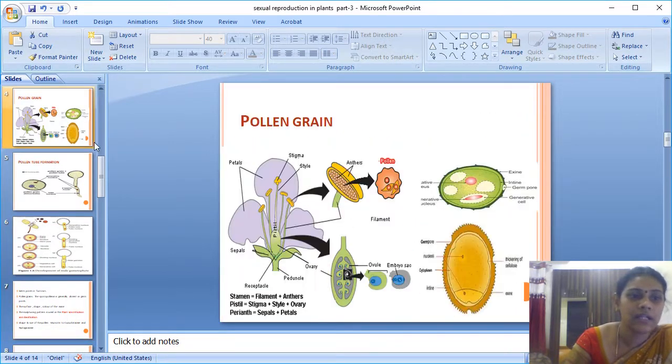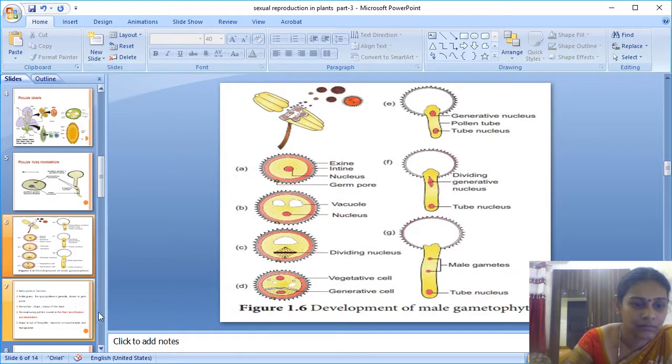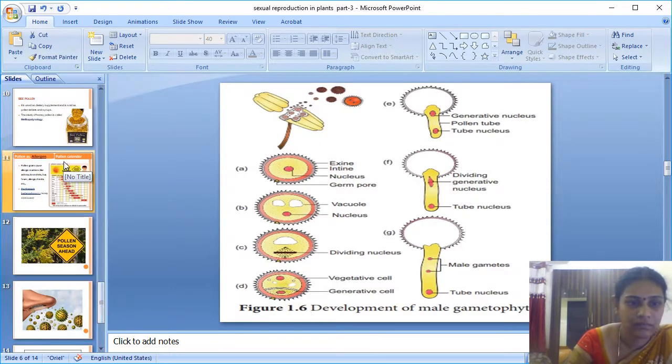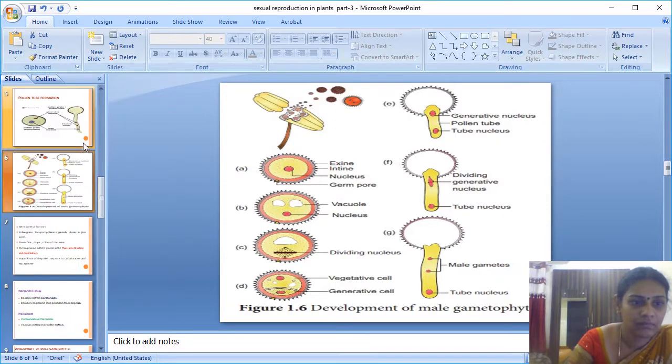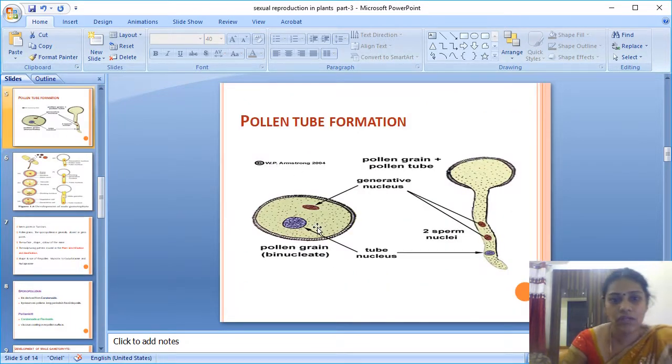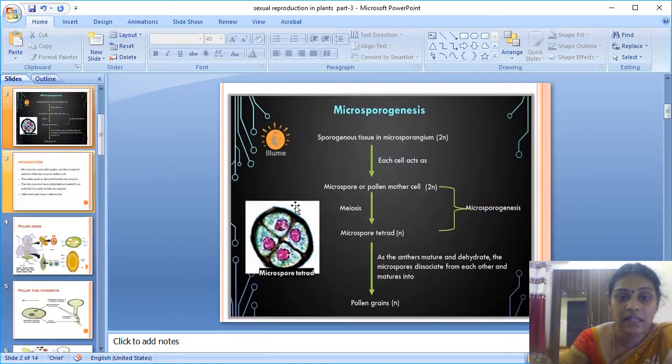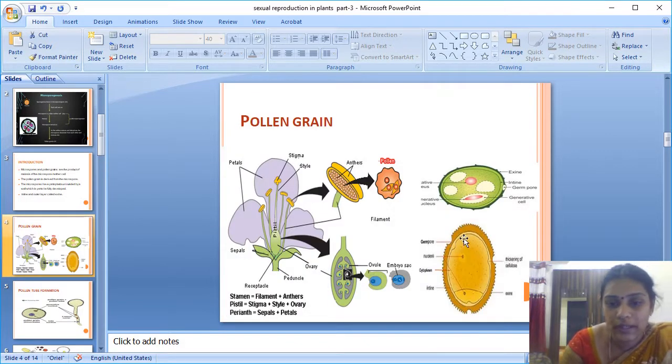This round is called the intine layer. Yes, if you see, this is the intine layer and the exine layer. The first circle is called the intine layer, the second circle is called the exine layer. The exine layer is very important.